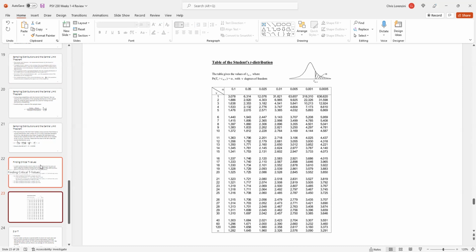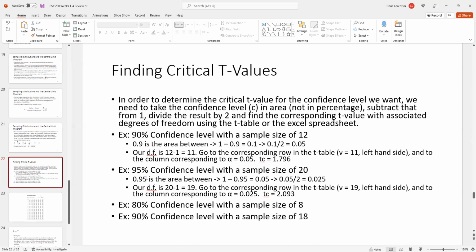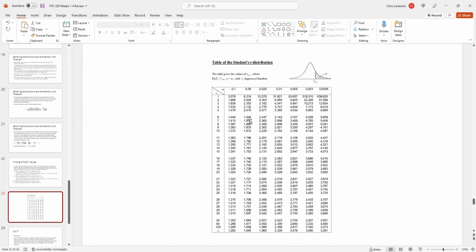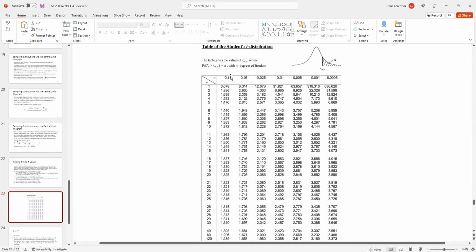Now, we can go through this process every time: 95%, 0.95 is the area, subtracted from 1, divided by 2. Or we might be able to just take this t-table and write down some information here. This first column right here is an 80% confidence interval critical t-value. So the first one represents an 80% confidence interval. Next one is a 90% confidence interval. Then a 95%. Then a 98%. Then a 99%. That's probably as far as we need to go.